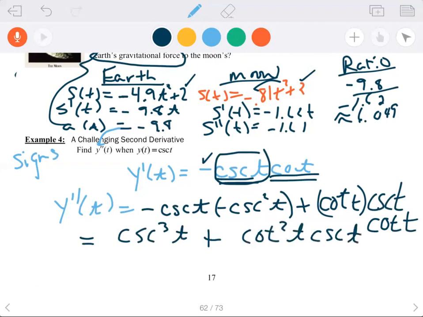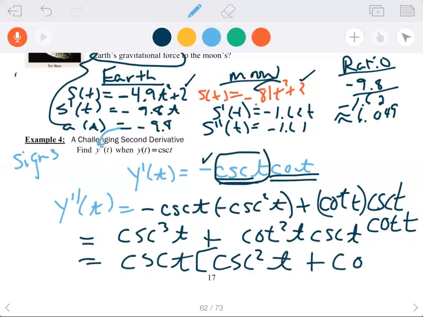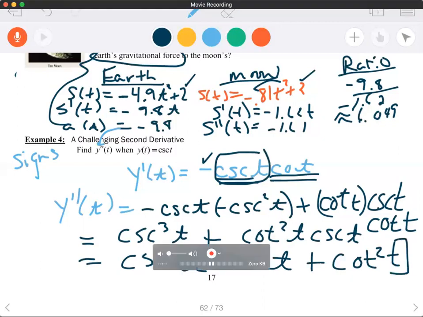And again, we should always factor. So we'll take that cosecant t, we'll pull it out front. We'll have a cosecant squared t plus a, what do we have? Cotangent squared t. All right, I think that's all we need for that one.